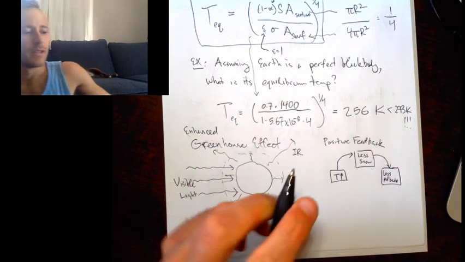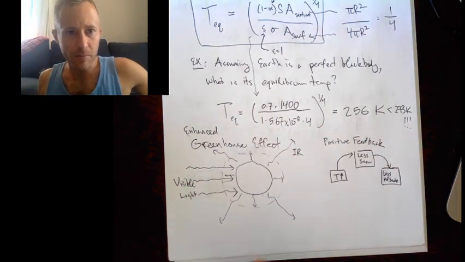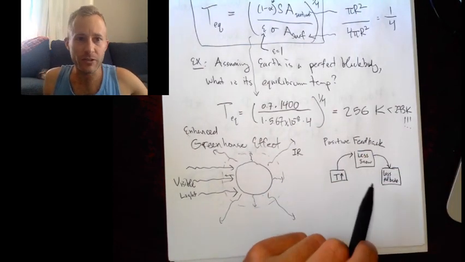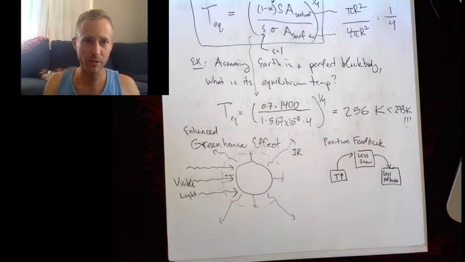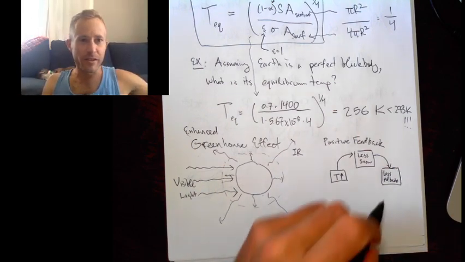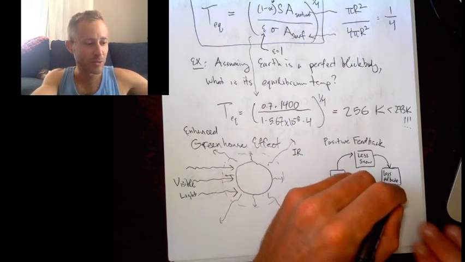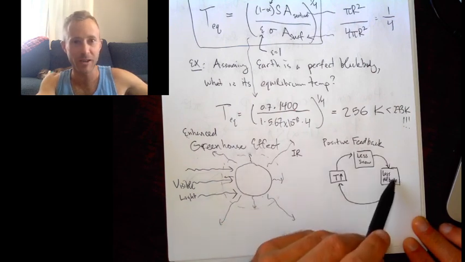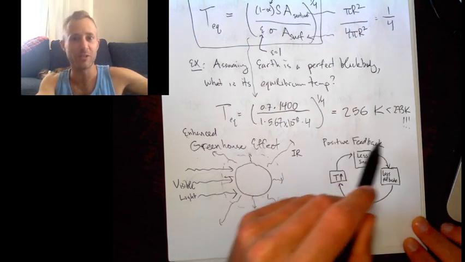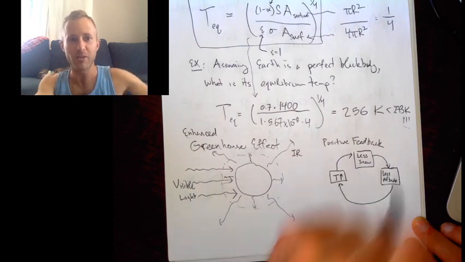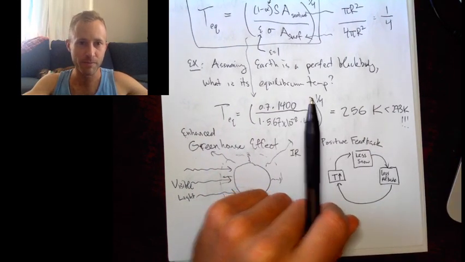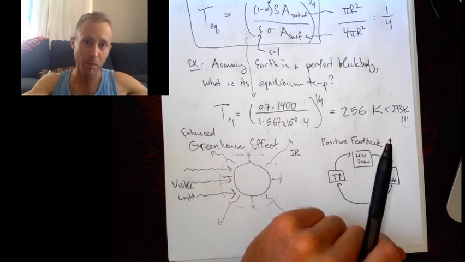And if the albedo is less, the Earth is absorbing more of the sun's rays, which means that it's going to get hotter, which is going to cause even less snow, which is going to cause even less albedo, which is going to make it get hotter, which is going to cause less snow and less albedo. And it just goes around and around and around. And the temperature goes up and it gets out of control. So that's positive feedback.